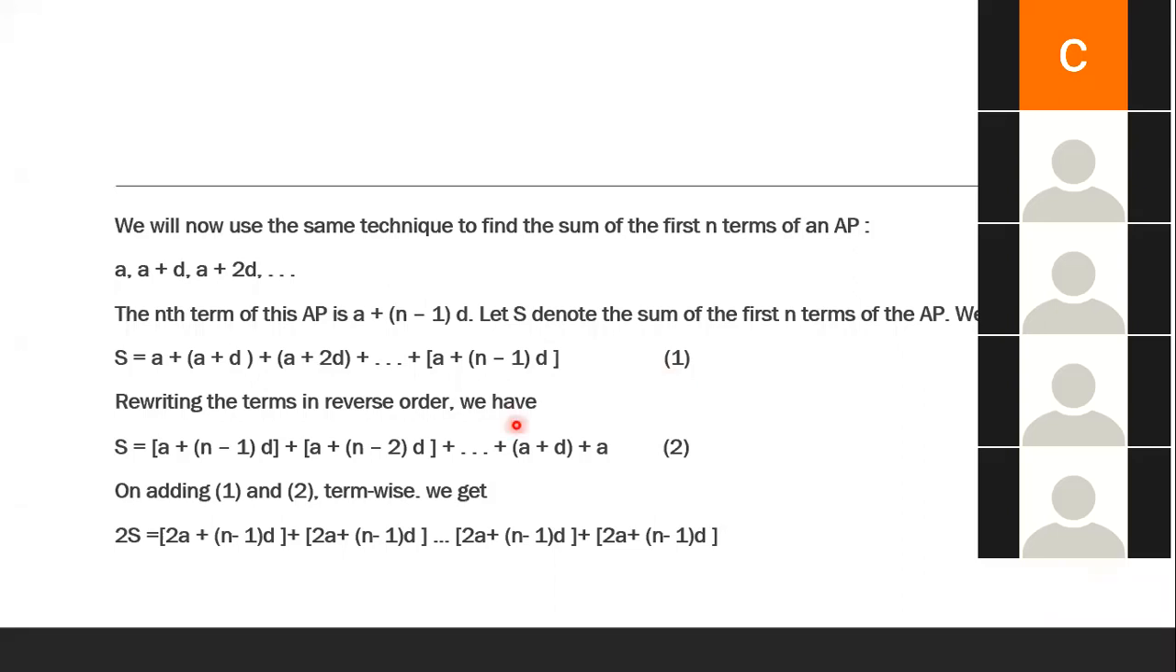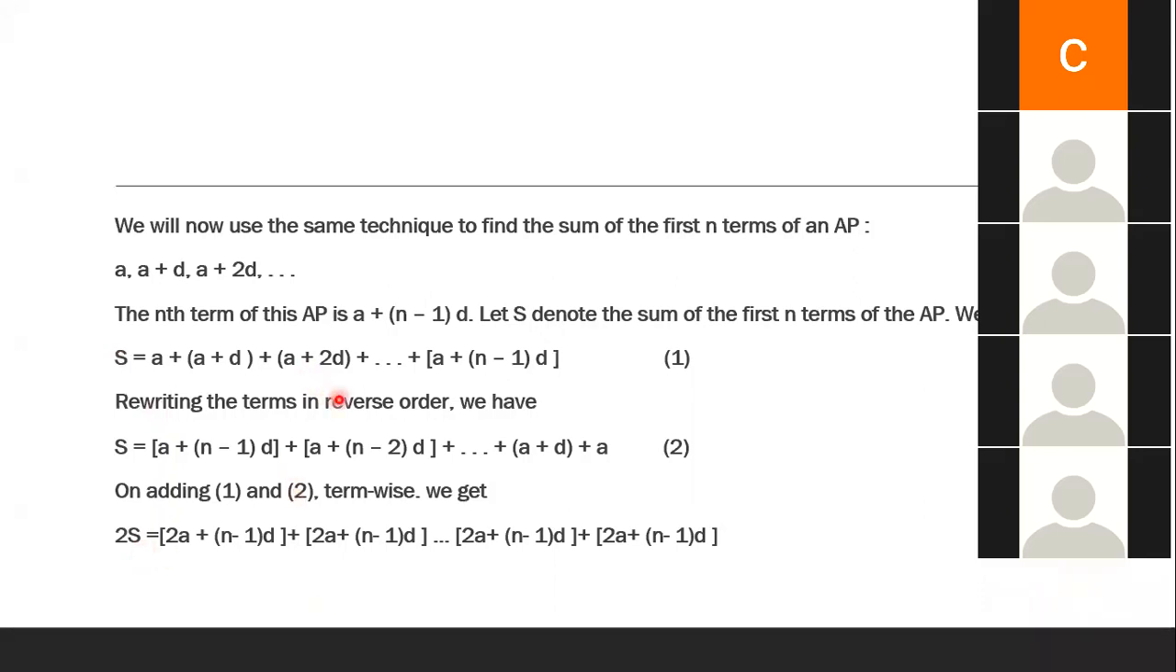Now I'm reversing this one. Same thing as the previous sum I explained, the sum of the first n natural numbers. If I reverse it, A plus n minus 1 into D, A plus n minus 2 into D, and so on, coming back to A plus D plus A. So I'm adding these two: A plus n minus 1 into D plus A plus D. On the left hand side, S plus S is 2S. Same way as the example I took for natural numbers, I'm doing the same thing here.